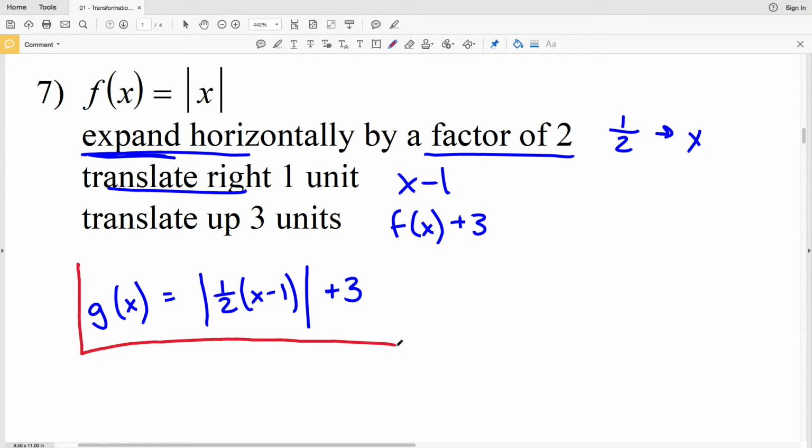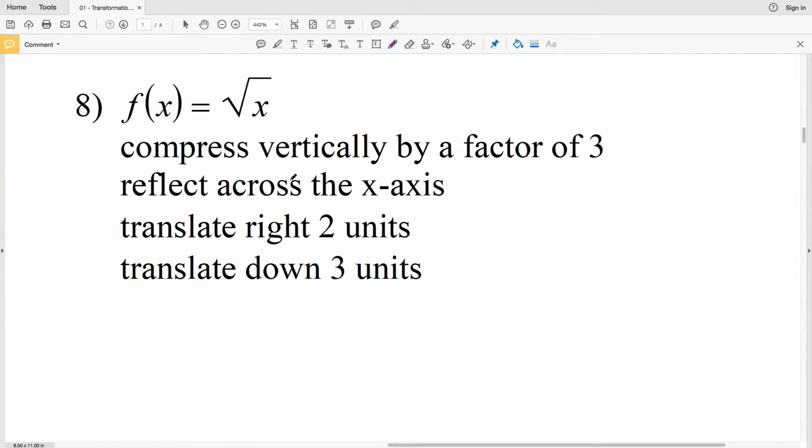So g of x equals the absolute value of 1/2 times x minus 1, and then plus 3. So expanding horizontally and translating horizontally, we're dealing within the function. Translating vertically or expanding vertically happens outside of the function or to the function at the end. Now for number 8, we're going to be compressing vertically by a factor of 3.